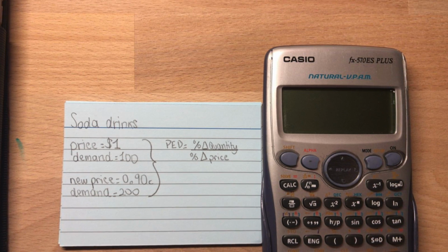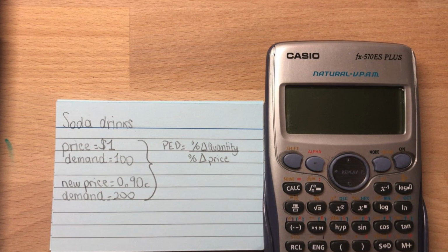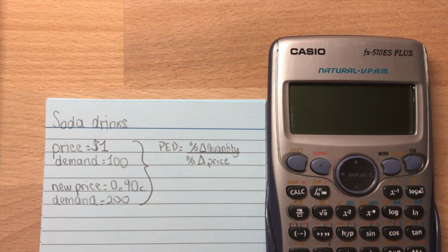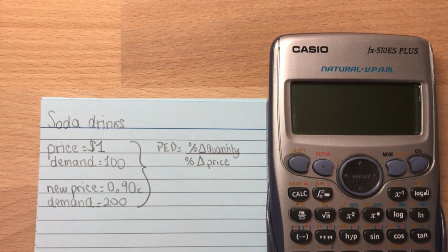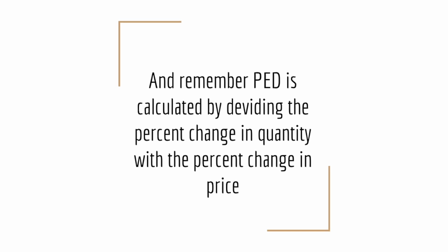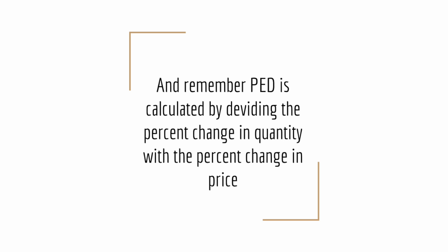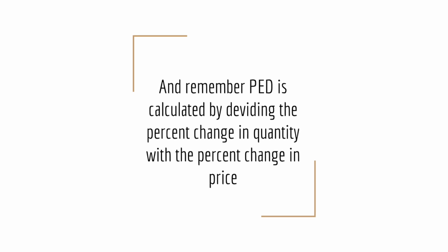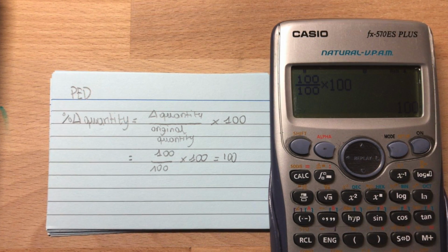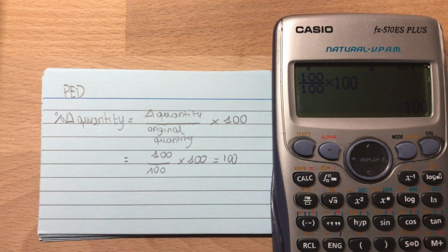Let's look at the example of soda drinks. Remember, the initial price is $1 and the demand is 100. Then the price decreases to 90 cents and the demand increases to 200. And remember, PED is calculated by dividing the percentage change in quantity by the percentage change in price. The percentage change in quantity is calculated by dividing the change in quantity by the original quantity times 100.